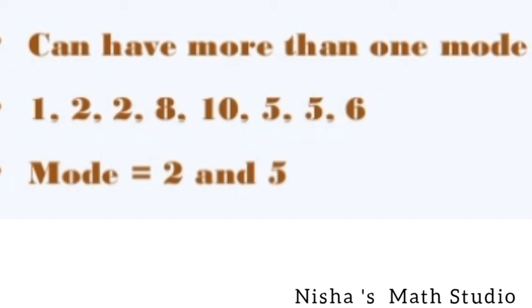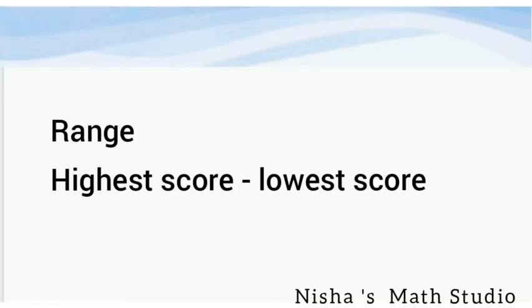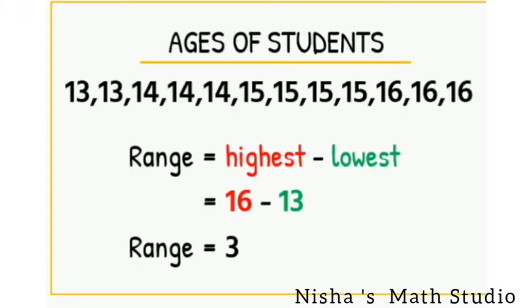The last topic for today is range. It is calculated as the highest score minus the lowest score. Here ages of some students have been given. If you observe, 16 is the highest age and 13 is the lowest among the given data. So range is equal to highest minus lowest, that is 16 minus 13, range is equal to 3.